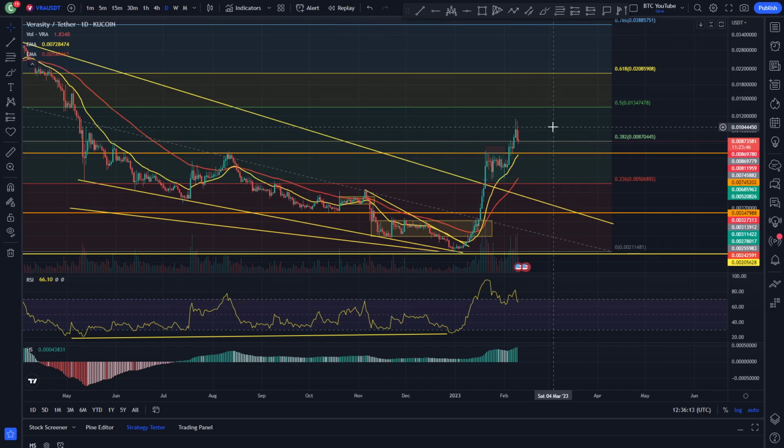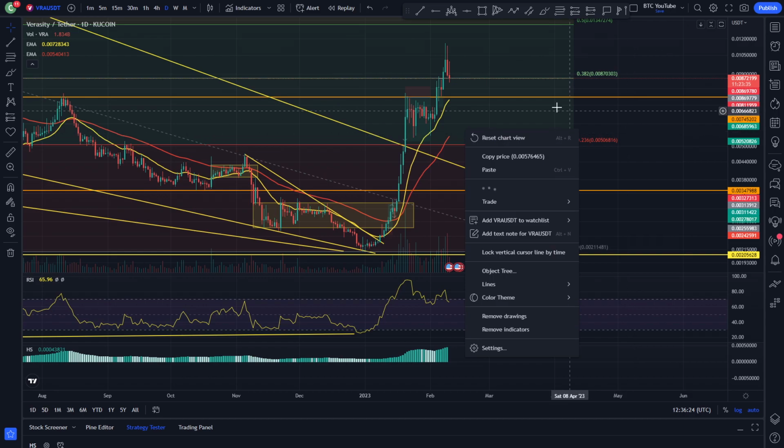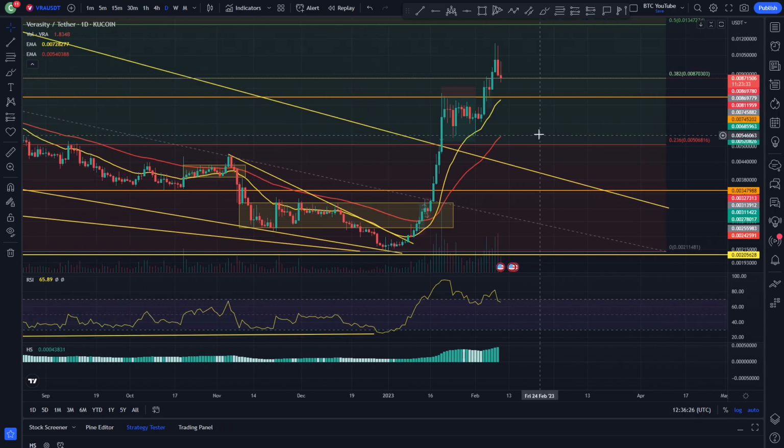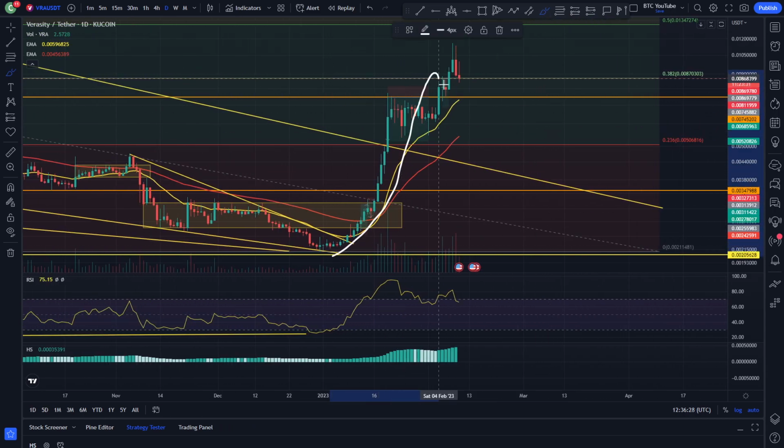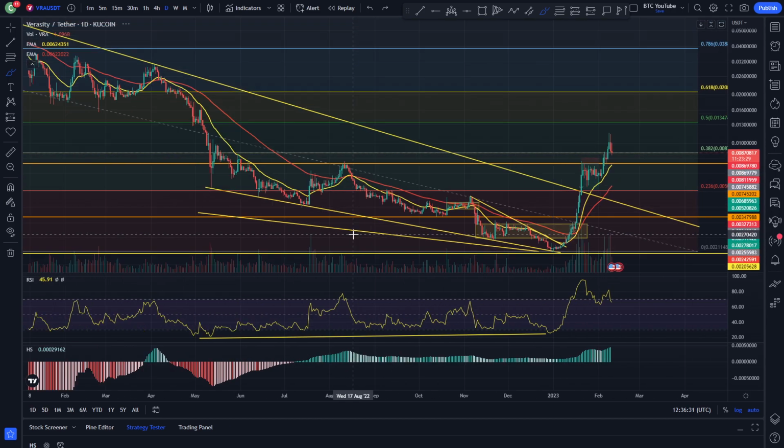We are just taking a quick look at Verasity here, and as we can see, it looks like we're having a little bit of a retracement today. Obviously, Verasity is a crypto that has been having a very nice move to the upside in the face of this nice little rally that we have seen for crypto ever since the start of the new year.